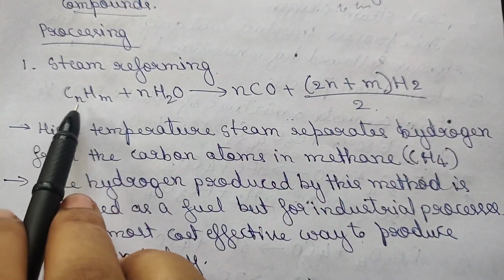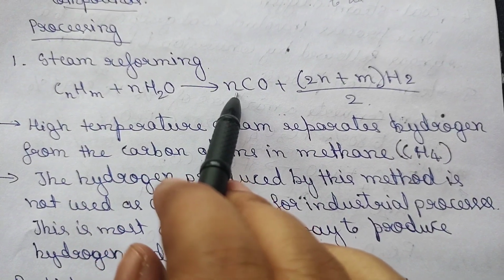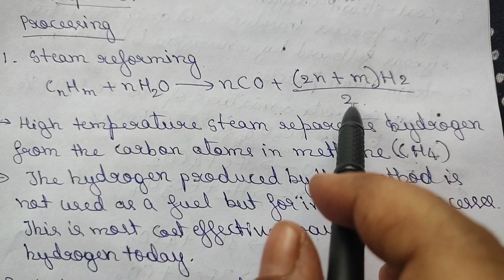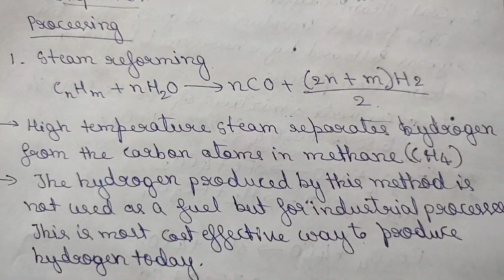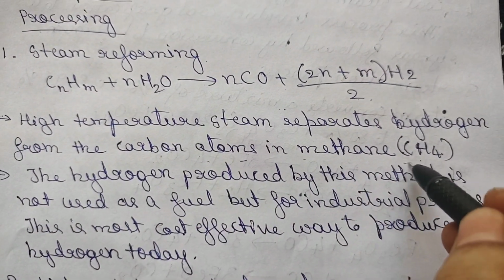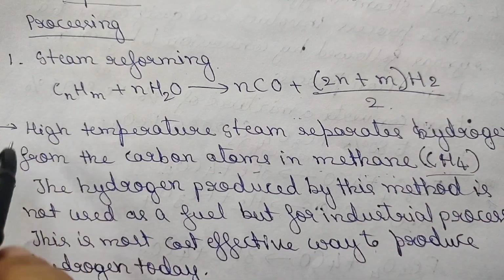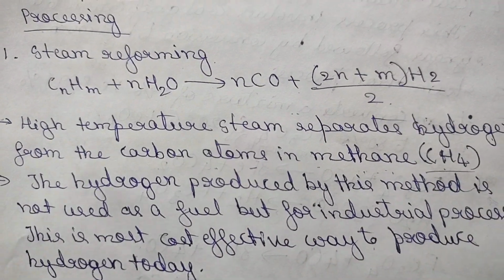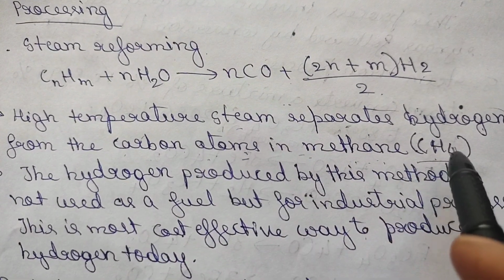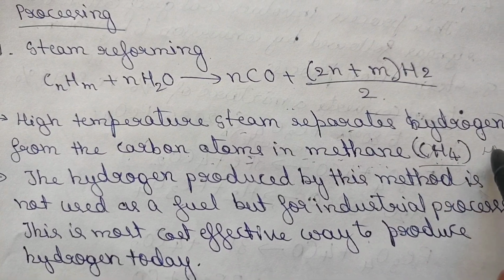In steam reforming, CnHm plus nH2O gives nCO plus (2n plus m)/2 H2. High temperature steam separates hydrogen from the carbon atom in the methane. So for example, CH4, from the methane hydrogen is separated. Here the carbon atom is separated, and only the hydrogen, that is H2, we get.